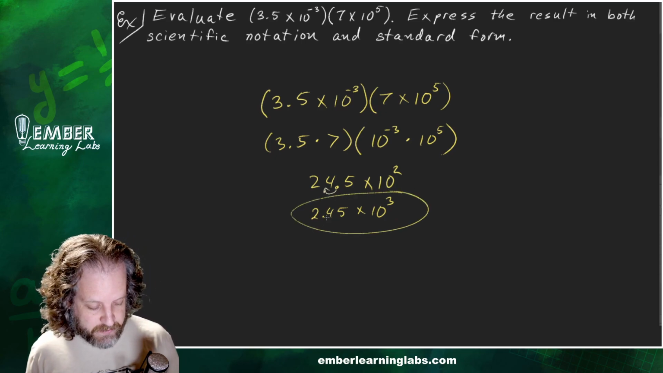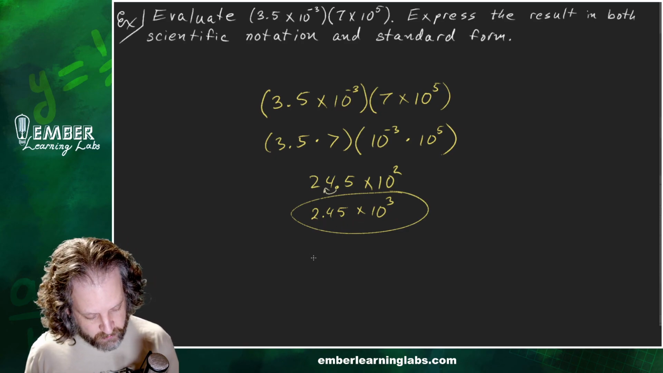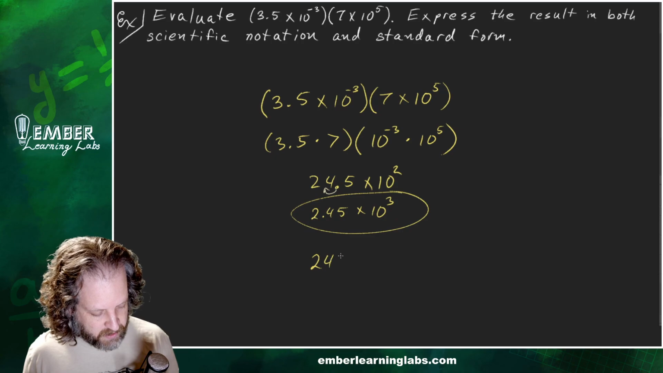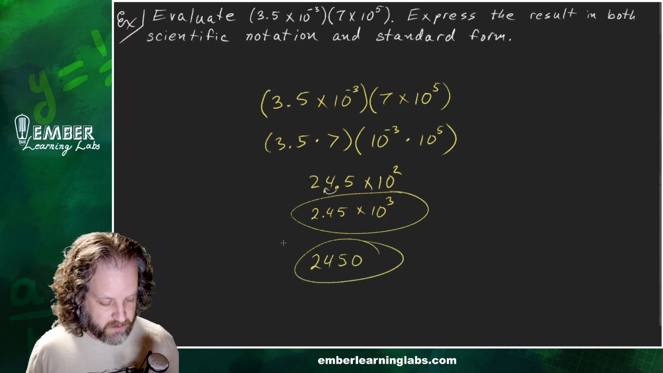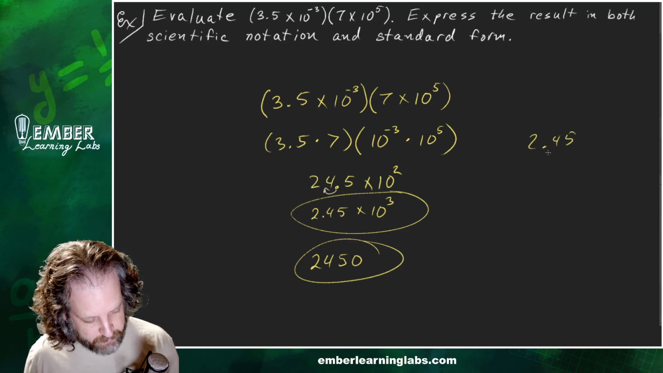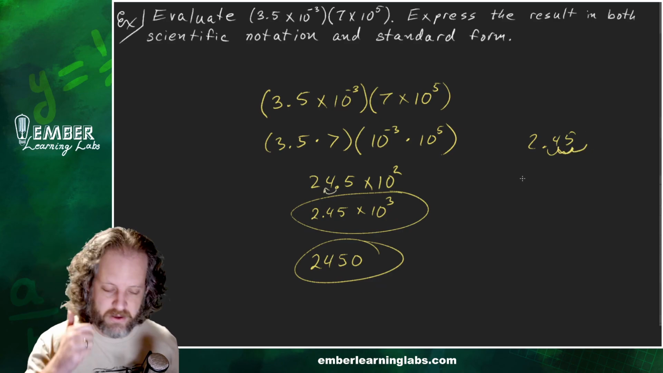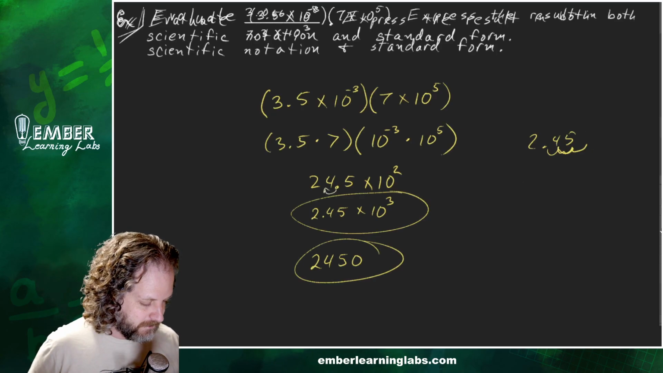So then if I move the decimal place 1, 2, 3 times to get the standard notation one, I would have 2,450, right? You could totally do that by hand. Just do 2.45, bounce 1, 2, 3, 2,450, right? Bam. Let's do one more.